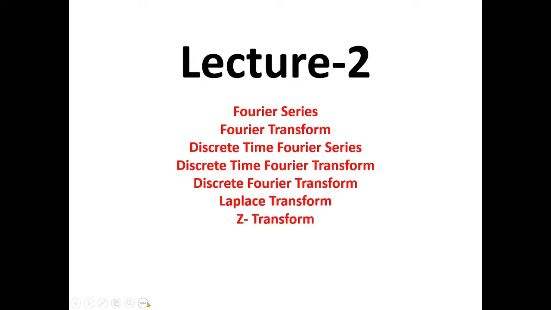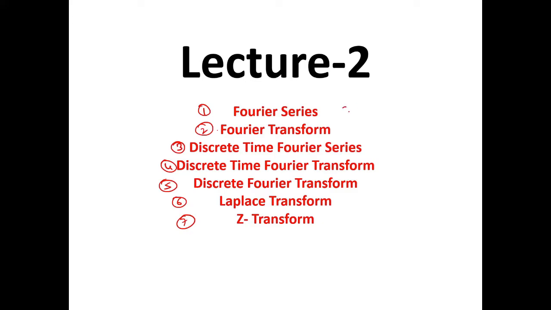So good morning everyone. Today we will start with the second chapter in fact. Herein we will be talking about the different transforms that are being used in digital signal processing and also biomedical signal processing. The first transform is Fourier series, second is Fourier transform, then third is discrete time Fourier series, fourth is discrete time Fourier transform, fifth is discrete Fourier transform, then sixth is Laplace transform, and seventh is Z transform.